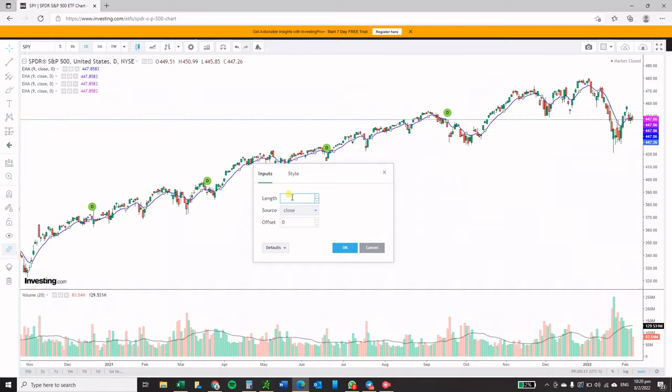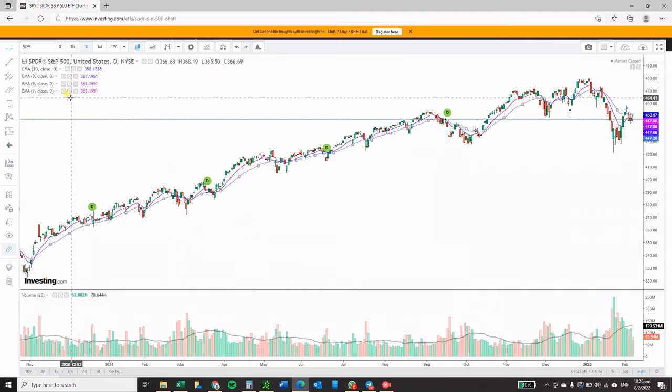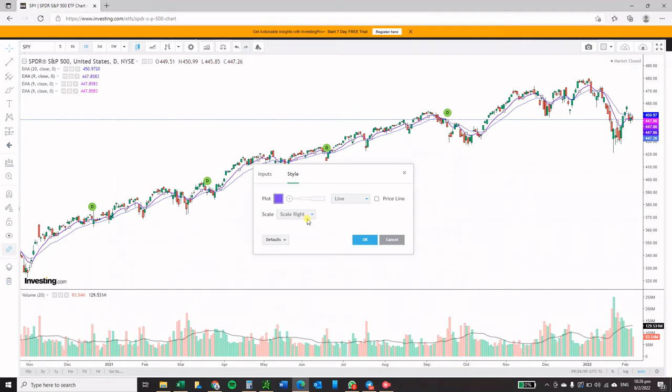So I'm going to input 20. This is usually the standard length used by most traders and investors. I'm going to leave the color as blue. I'm not going to change that. Put OK. And we're going to change the next one. The next one is going to be 50.